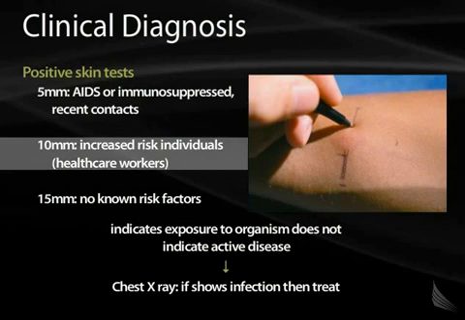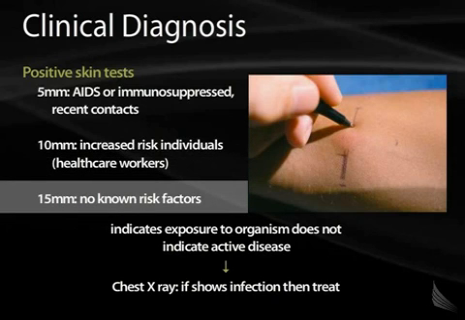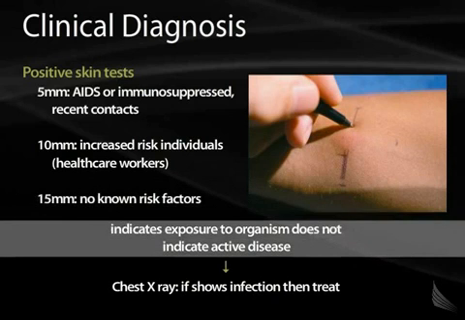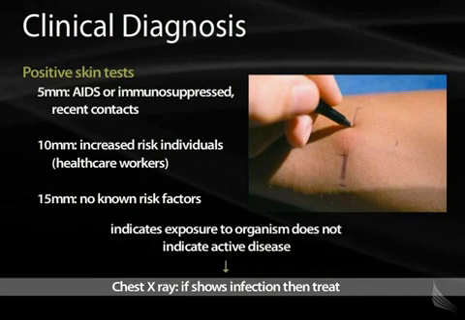For people with increased risk, people who are immigrants, people who are healthcare workers who have been exposed but have a normal immune system, you need to get 10 millimeters of induration or more. Okay? People with no known risk factors who are not at high risk for TB need to have 15 millimeters of induration. This indicates exposure to the organism, but it does not necessarily indicate active disease. You'll then get a chest x-ray to show if there's an infection that you need to treat.